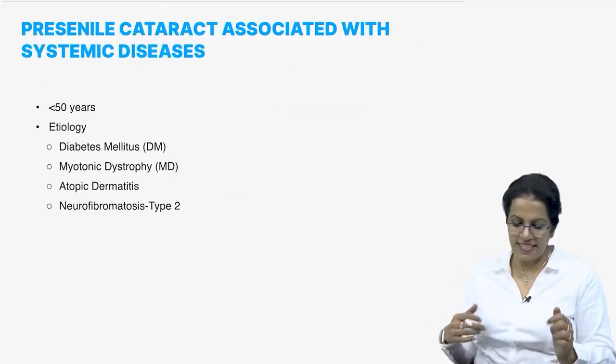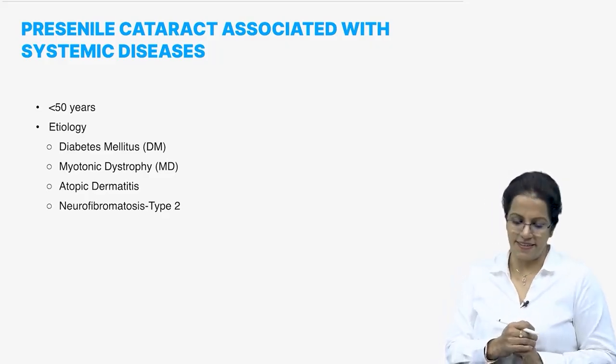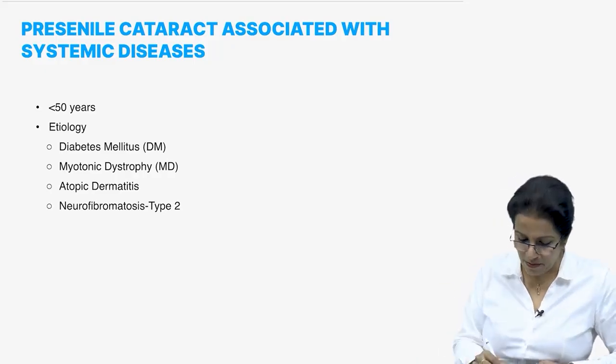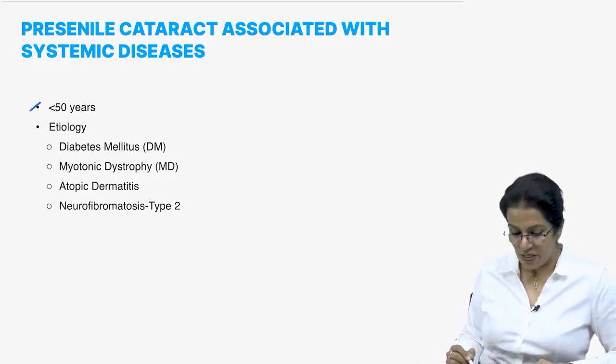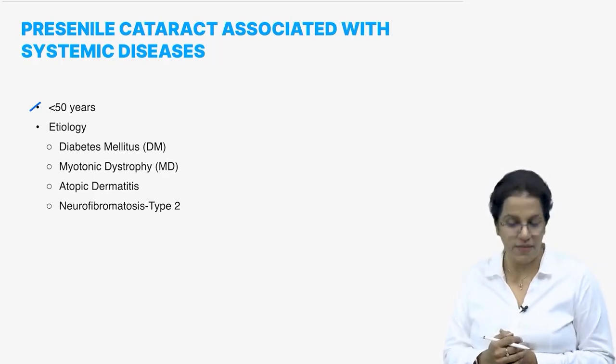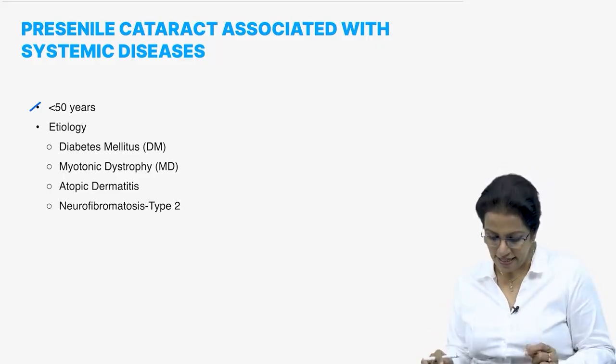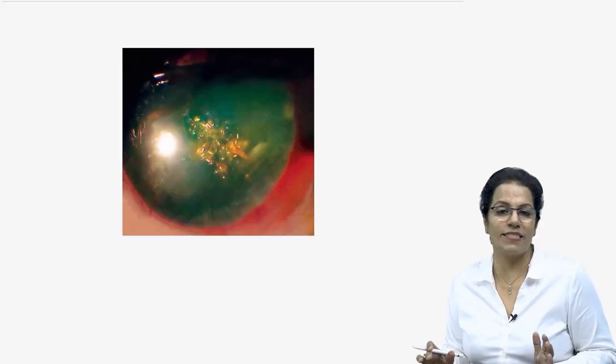Right. What is the next type of cataract that we have to learn? It is pre-senile cataract. Pre-senile means before old age, that is before the age of 50 years. In pre-senile cataract, one cause is diabetes. What is the second one? Myotonic dystrophy. Everybody knows it's a myopathy, right? So, what do you get in myotonic dystrophy?